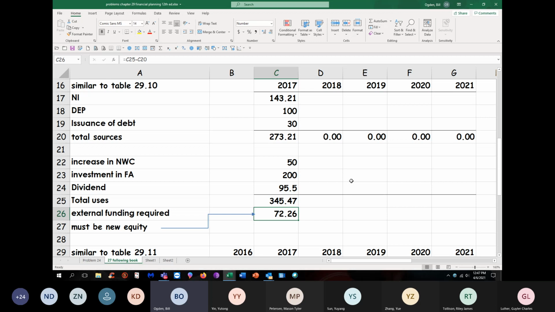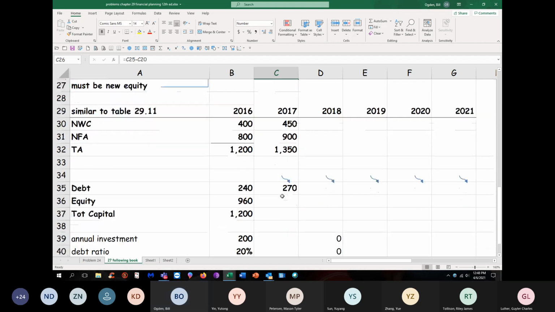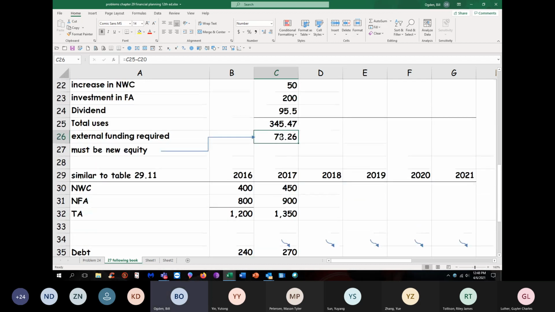So if they pay out less than what investors expect, that would send a bad signal, and they would likely see a price decrease. The value of their stock would come down. Right? So we're going to work with the assumption that they need to maintain this dividend because they're viewed as an income stock. Right? So because of that, we will have to issue new stock in the amount of 72.26.